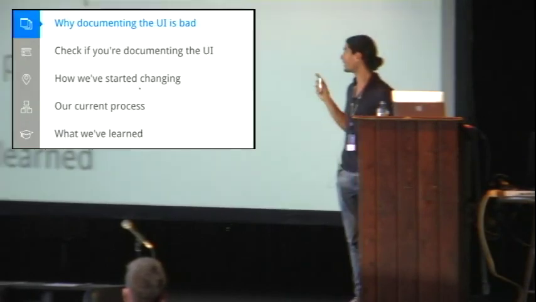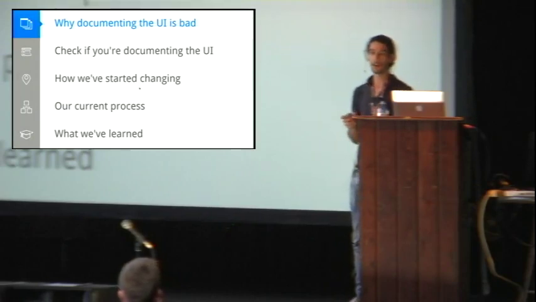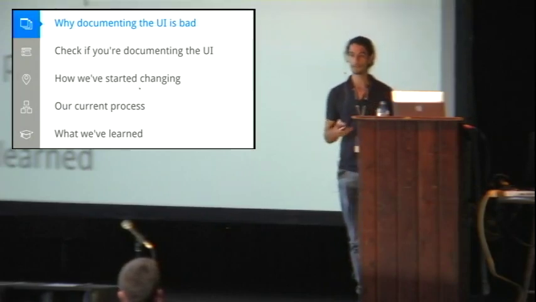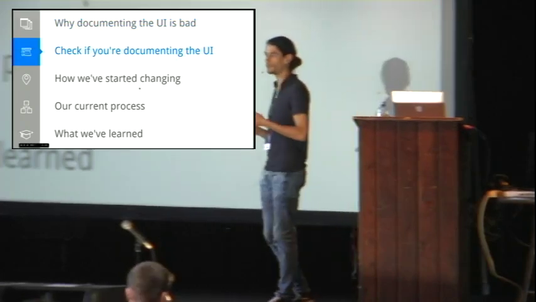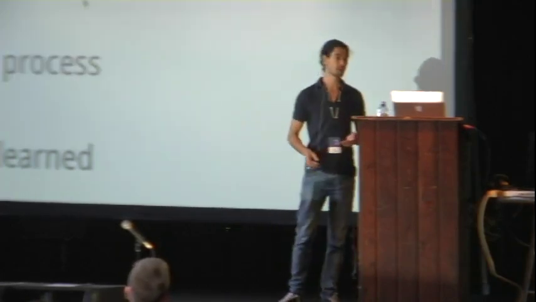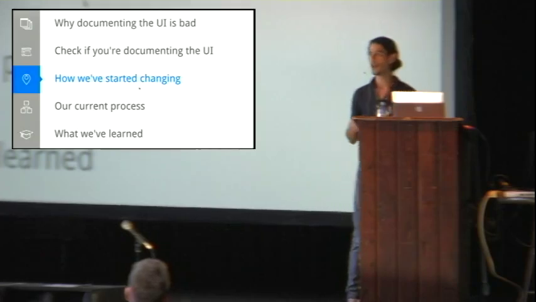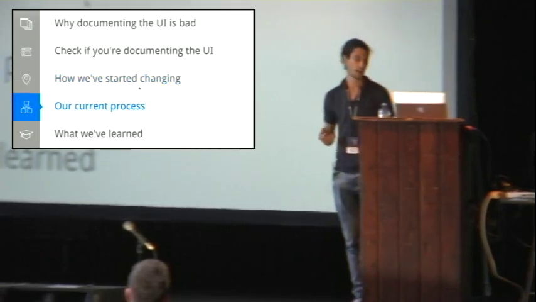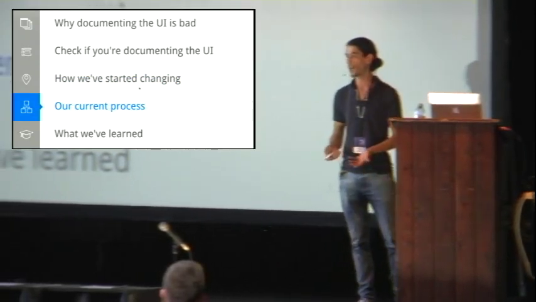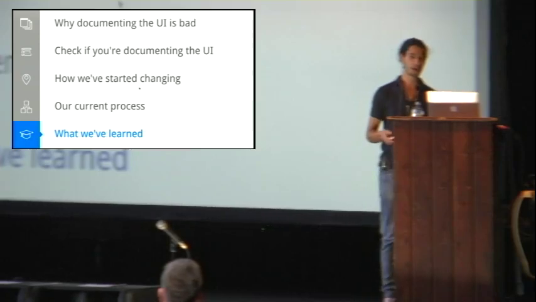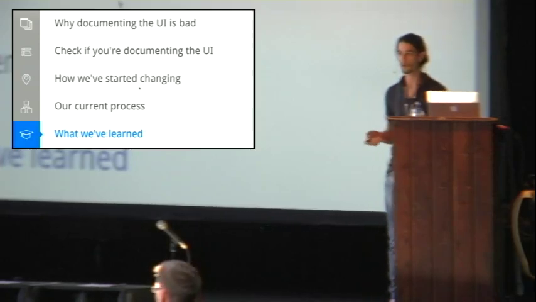what I'll do today is explain to you why I think documenting the UI might not be the best idea for you. Then I'll give you a checklist that you can use to validate if you're already doing it. I'll then tell you the story of how we've started to change at OutSystems, and then tell you about the process that we're using nowadays to create the docs. And I'll wrap things up by telling you what we've learned so far.